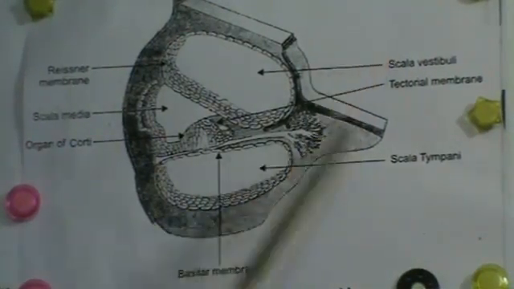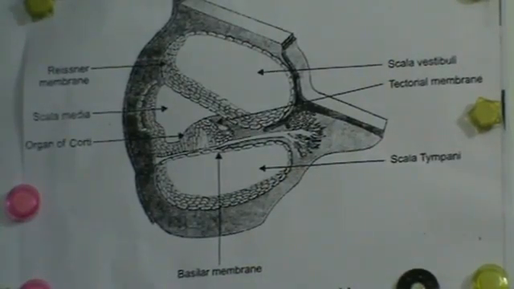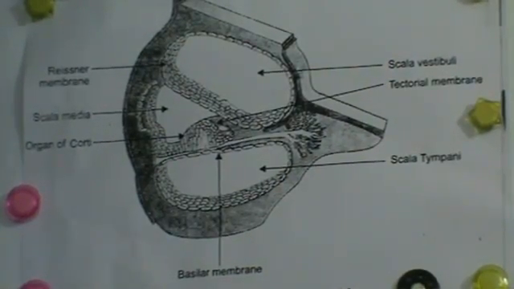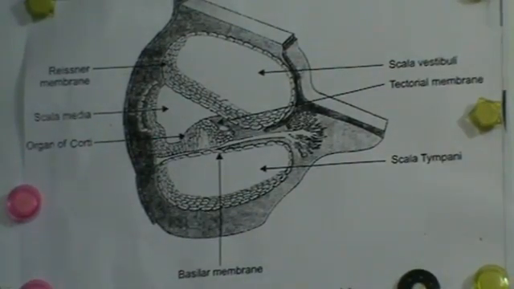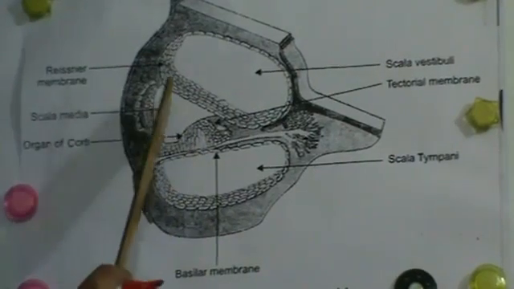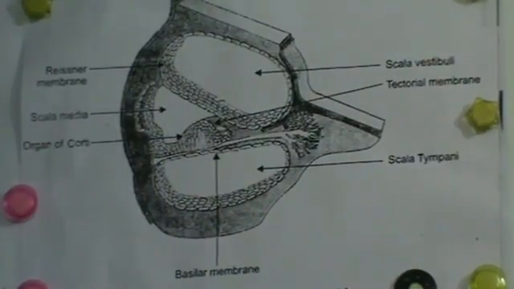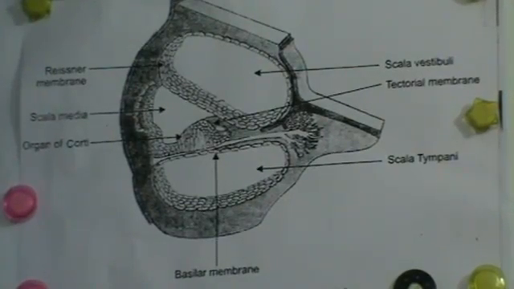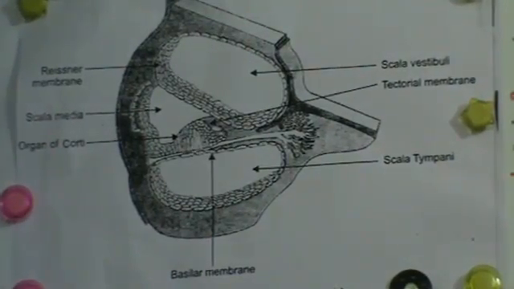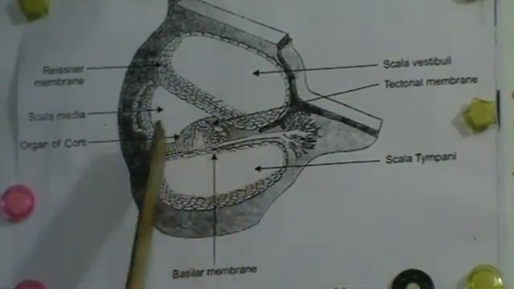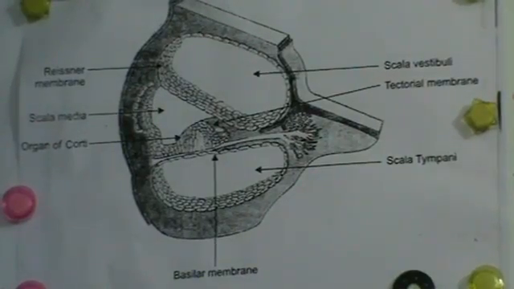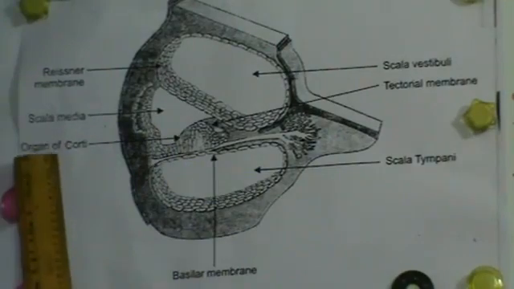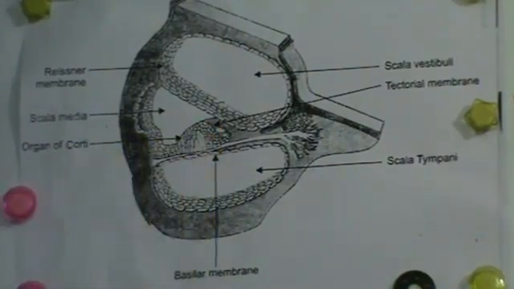Both the scala vestibuli and the scala tympani contain perilymph, a fluid very similar to the cerebrospinal fluid, right? The scala media is filled with endolymph, a fluid very similar to intracellular fluid, and it carries a row of sensory hair cells. Then you have the organ of Corti. Here is your organ of Corti.